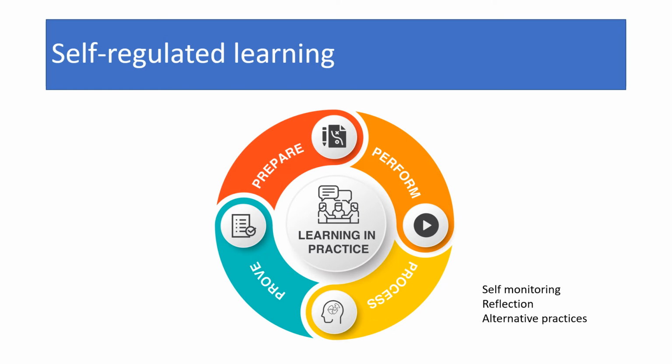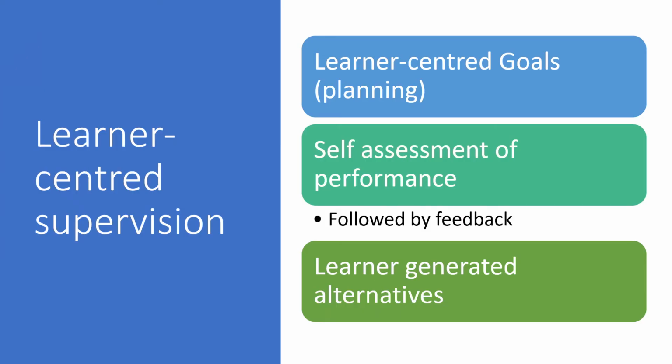Processing what's happened depends upon reflecting on practice, but it also involves learning to self-monitor performance and to generate alternative practices for improvement. This translates into a process where the learner owns their own learning, and the role of the supervisor is to promote learning-centred goals, to elicit self-assessment of performance and align this with expectations through feedback, and to help broaden the options the learner identifies to learn and improve practice.